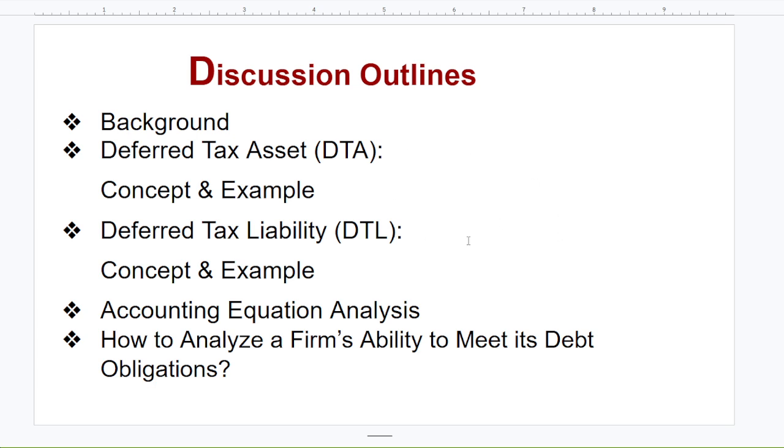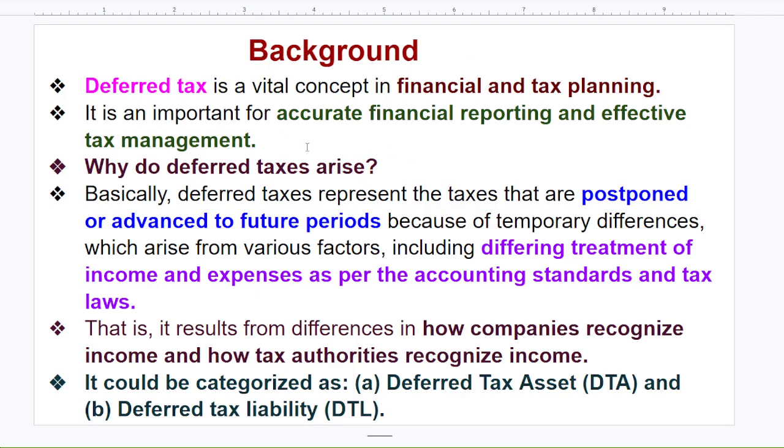र आजको डिस्कसनमा हामी बेसिकली अब डिफर्ड ट्याक्ससँग रिलेटेड डिस्कस गर्नेछौँ। द्याट्स अल अबाउट द टाइप्स अफ डिफर्ड ट्याक्स and how we analyze the overall accounting equation, and at the same time how to analyze the firm's ability to meet its debt obligation. र पहिला के विचार गर्नु पर्यो भने साथीहरु चाहिँ डेट डिफर्ड ट्याक्स भनिसकेपछि इट्स भेरी इम्पोर्टेन्ट कन्सेप्ट फर financial and the tax planning.